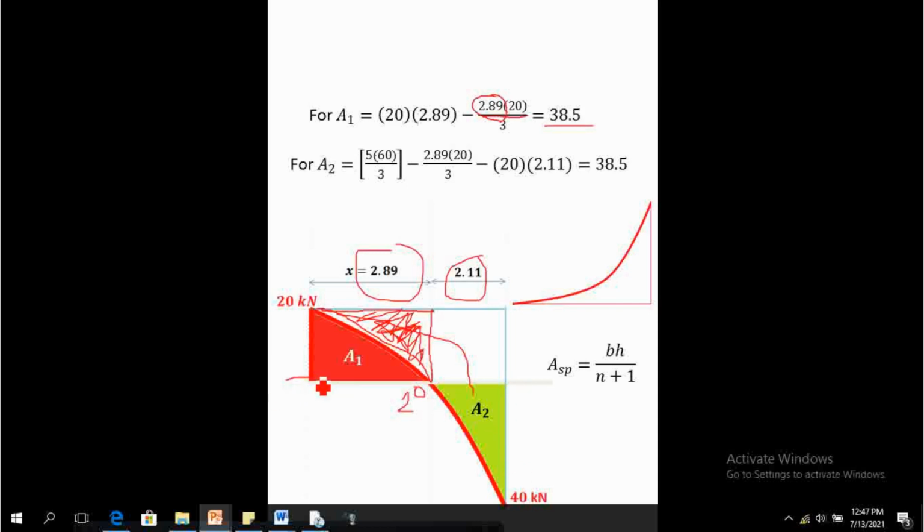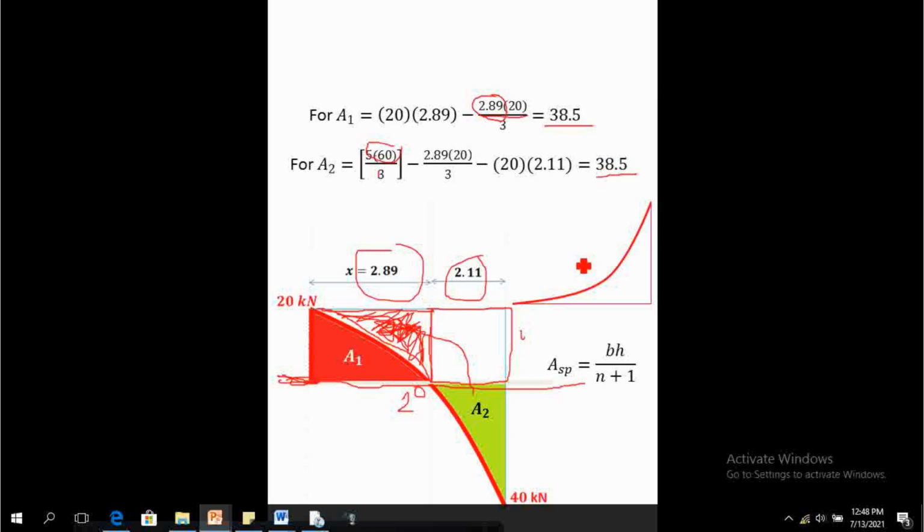Again, dito yung 0, yung line ko kanina for the shear. So, 0 ito. 20 ito. 40 dito. So, 20 plus 40 is 60. So, base times height, 5 times 60 divided by n plus 1. That is 3. Minus ko ngayon yung spandrel na maliit na ito. That is 2.8920 divided by 3. Minus the area of this rectangle. That is 20 times 2.11. So, area 2 now is equal to 38.5.